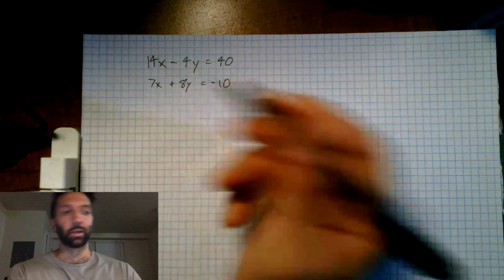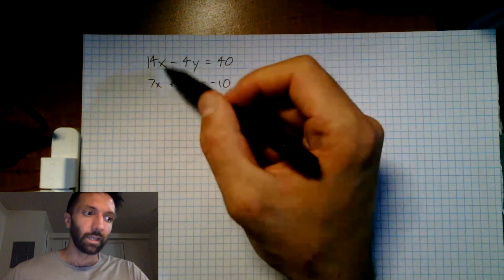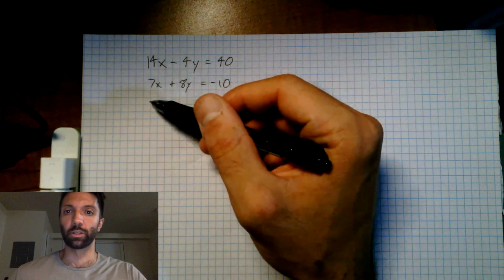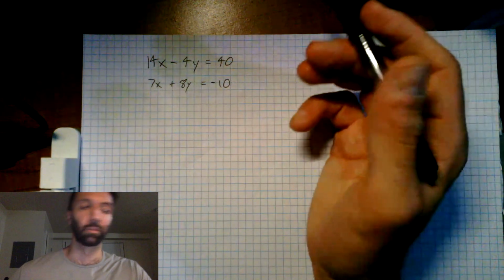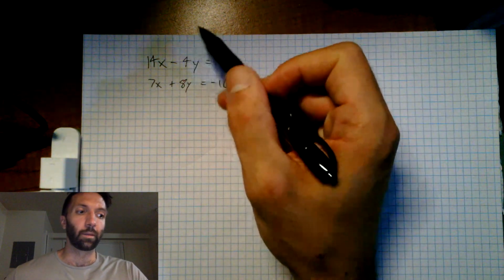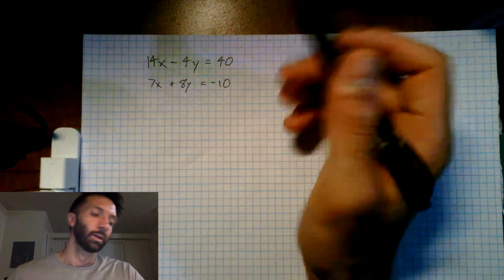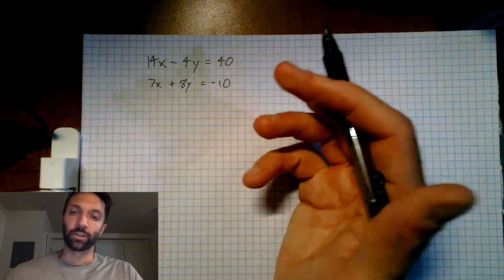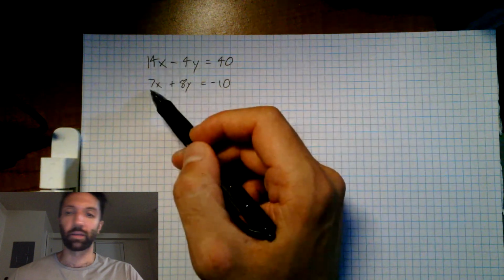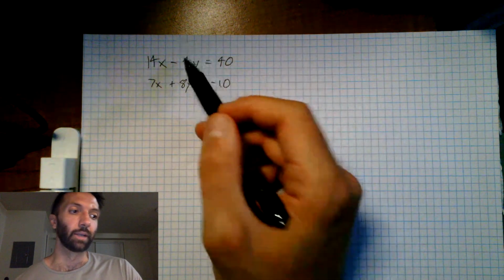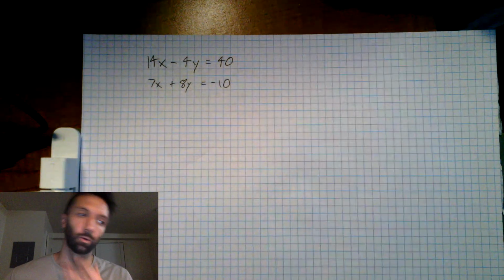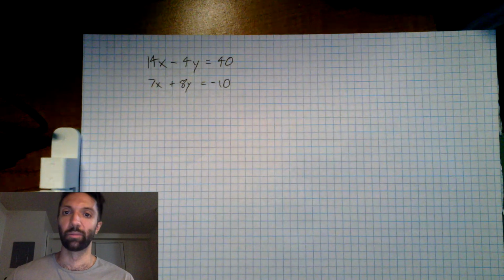So the problem with an example like this one is, let's say we were to add these equations together. Well, then I'd have 14x plus 7x, which is 21x, so the x's don't eliminate. And negative 4y plus a positive 8y is a positive 4y, so they don't eliminate that way. So addition doesn't work. But as you can see, subtraction's not going to cut it either, because 14x minus 7x is 7x, and negative 4y minus a positive 8y is negative 12y. So in both cases here, we don't eliminate anything.